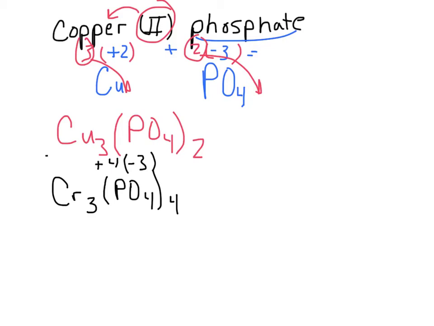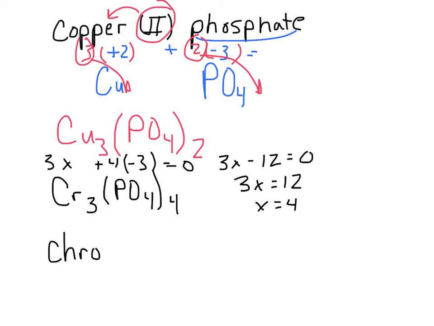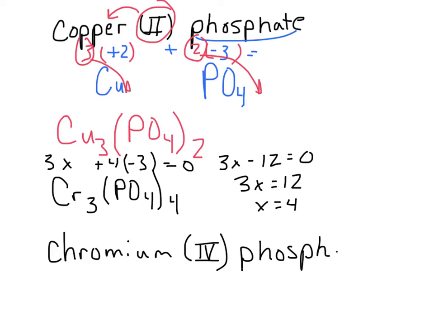That's going to add to 3 times some number to get to 0. Well, that means 3x minus 12 equals 0. That means 3x equals 12 and x equals 4. So that means chromium has a +4. When I go to write the name, I write chromium, parenthesis, Roman numeral 4, close parenthesis, and PO4 was our phosphate. Okay, this is naming type 2. Fairly easy. Just remember that the Roman numeral tells the charge on the first one.